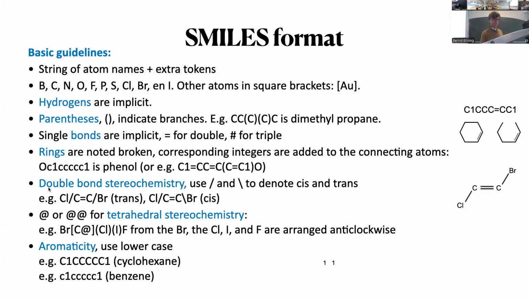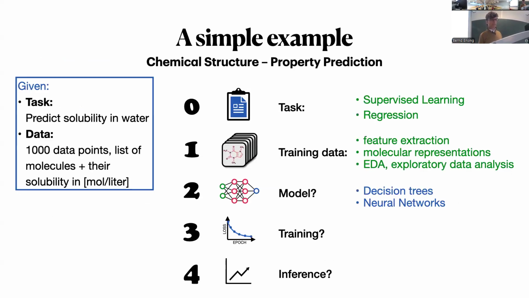This is about stereochemistry. Okay, I will skip this part, it's not so interesting, but you can see it's very easy to read these if you know these simple rules. There's more rules about stereochemistry, but let's skip that for now. Okay, that's about SMILES formats and the different molecular representations. So now you know a little bit about how you can represent molecules in a computer and use that as input for machine learning, as data for machine learning.